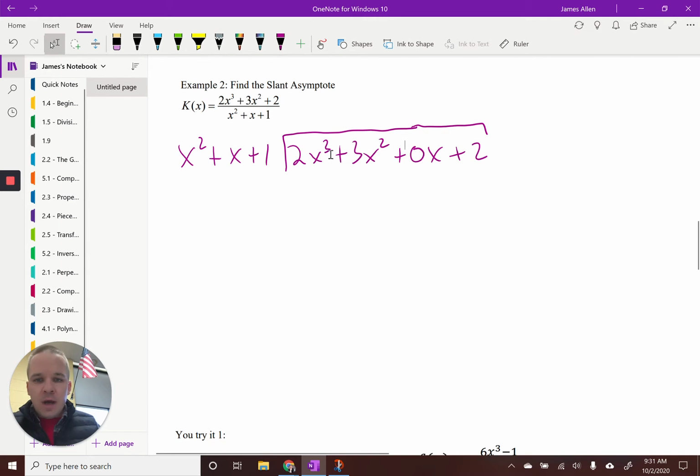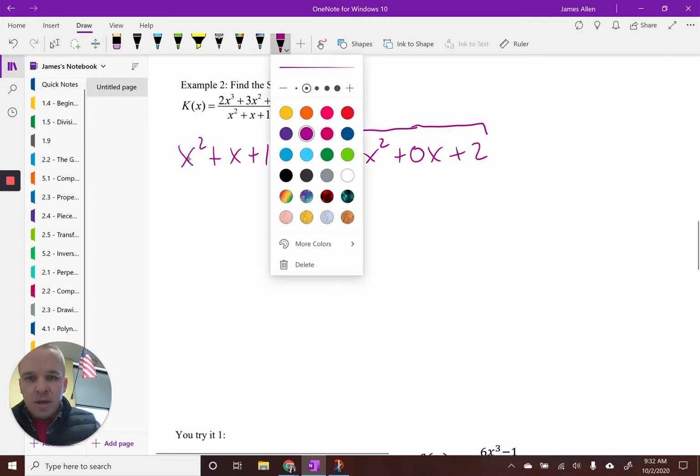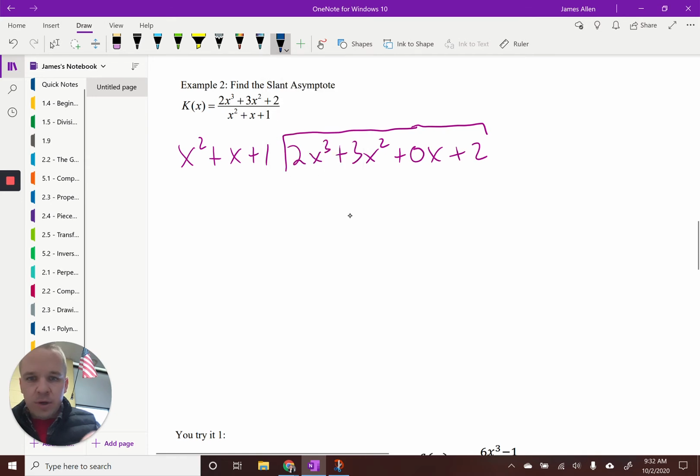So I want to know 2x cubed divided by x squared. What does that give me? That gives me, and I'll use a different color here, we'll go with darker blue, 2x. You can think about that in one of two ways. X squared times what gives me this, or this divided by this gives me what? So the 2x, I'm going to get that regardless. So 2x times x squared gives me 2x cubed. Those should always match up, otherwise you did something wrong.